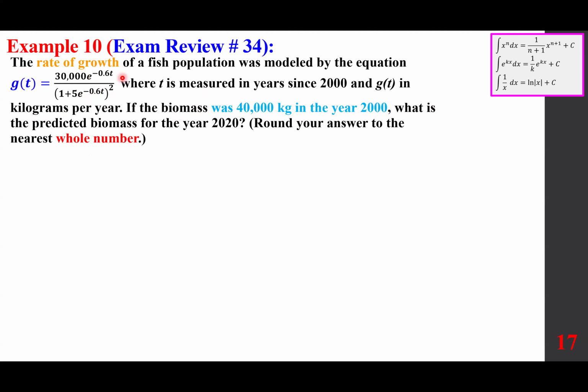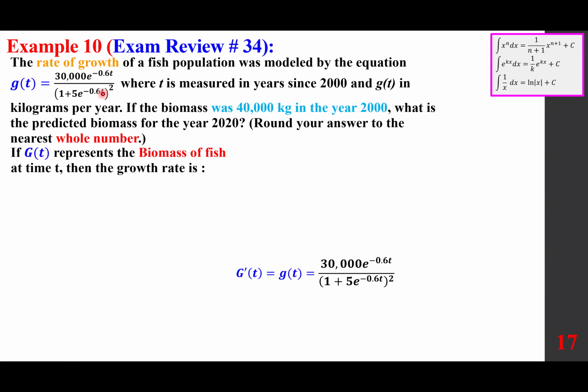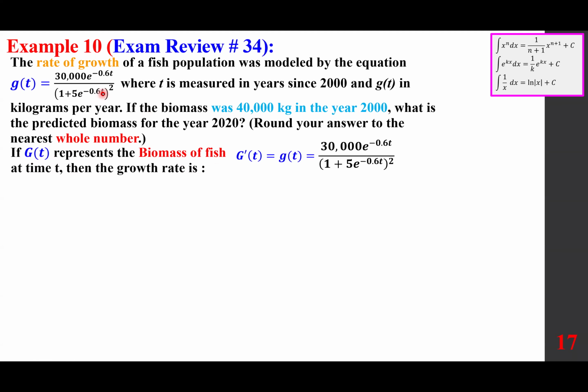First of all, the moment you hear the rate of growth, that represents the derivative of the function. So if capital G of t, the antiderivative, represents the biomass of the fish at time t, then the growth rate, capital G prime of t, is lowercase g of t, this function. And so right away, this becomes the initial value at time t equals 0. So we take 2000 to represent t equals 0. So 2020 would be 20 years later.